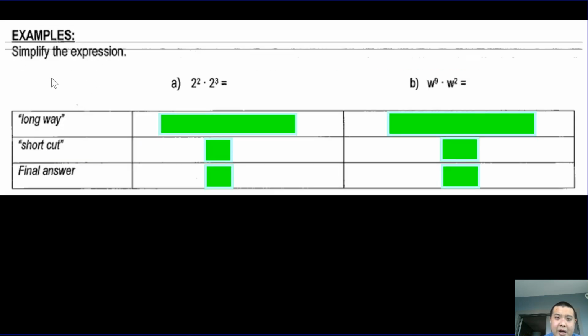Here, we're going to do 2 to the 2nd times 2 to the 3rd, and we're going to do it the long way first, and what I mean by that is expanding it out. 2 to the second is 2 times 2, and then 2 to the third is 2 times 2 times 2, which means we have 5 2s, so we get 2 times 2 times 2 times 2 times 2. The shortcut way is simply adding these 2 and 3 together. So we have 2 to the 2 plus 3, and our final answer both ways is 2 to the 5th. Go ahead and try this part out on your own.